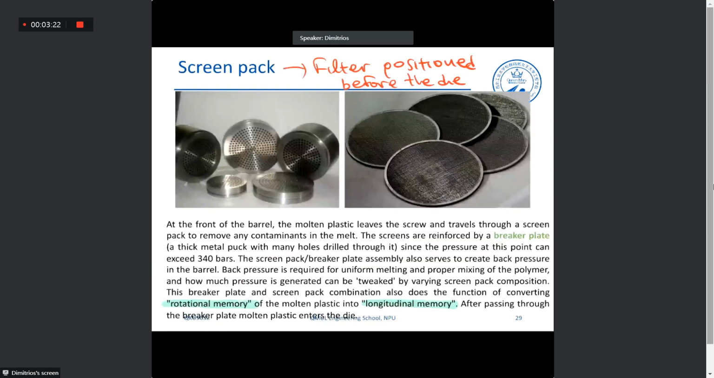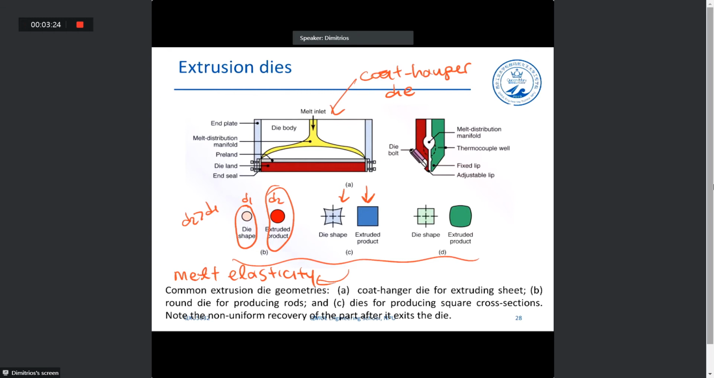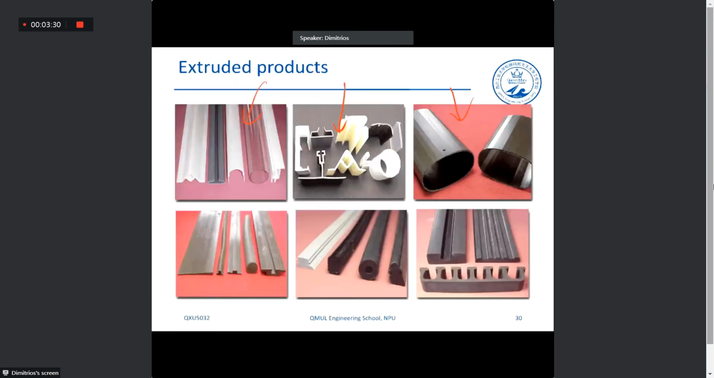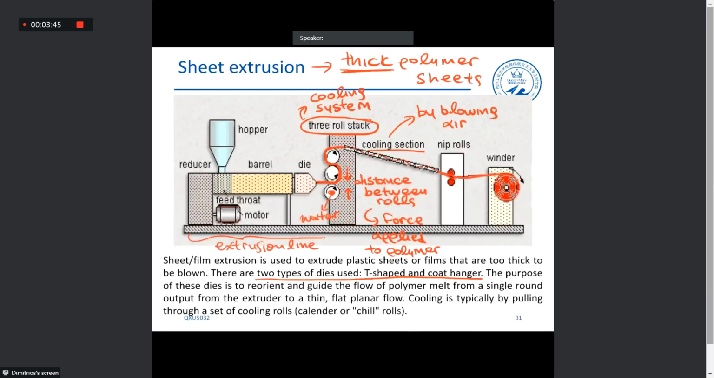And at the end, we have the dies that essentially provide us with different shapes at the end of the extruder. And in this way, we obtain different types of products, but all of them, as you can realize, have simple geometries. Now, as I said, at the end of the extruder, several times we perform different types of processes in order to end up with different types of materials, or different types of applications.